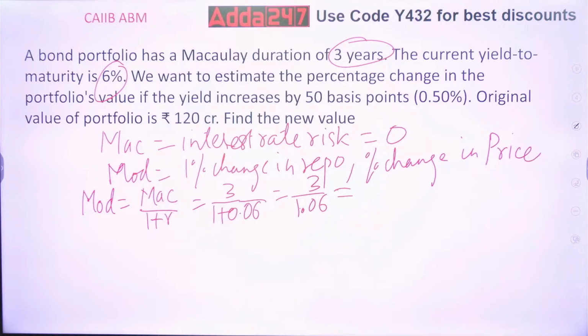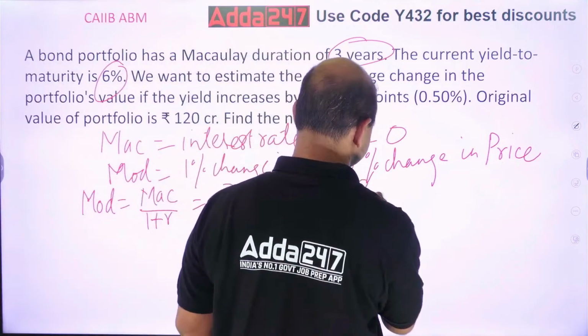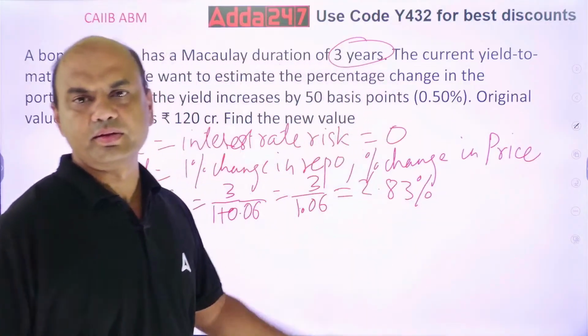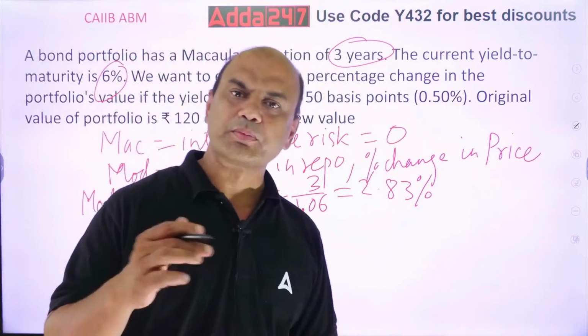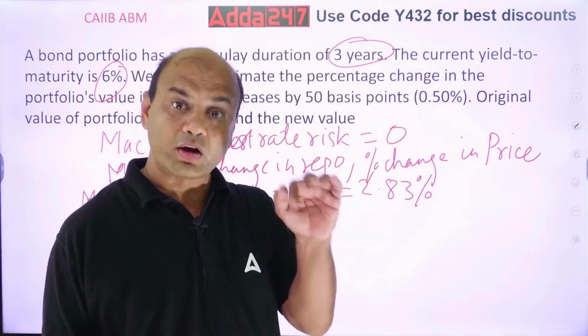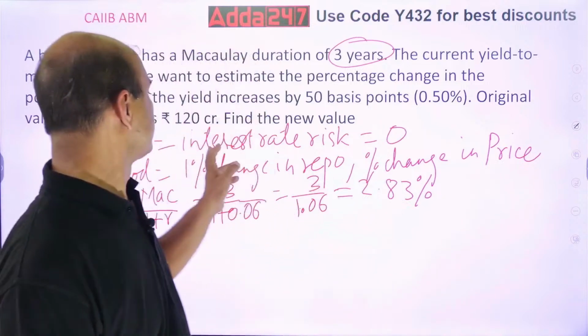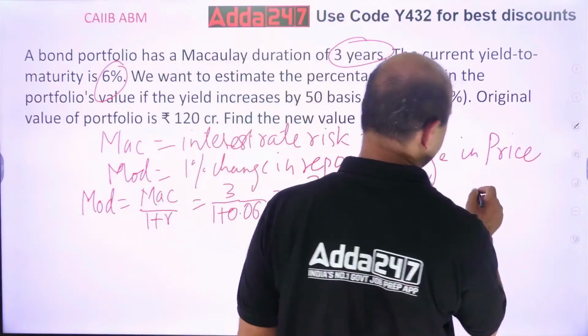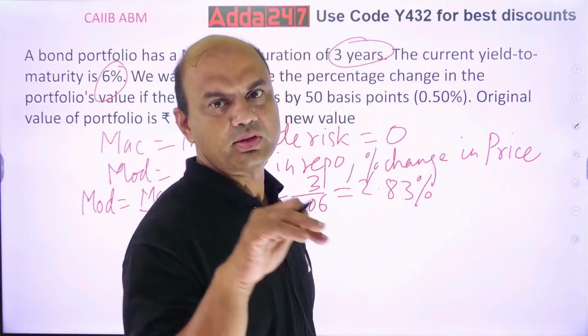Three upon 1.06, right? So 2.83, correct? Got it, everyone? 2.83, but this is in percentage. What does it mean? It means that if my repo rises by 1%, the price of my portfolio or bond will fall by 2.83%. In an earlier numerical I showed you, so repo goes up, price of the bond will come down.